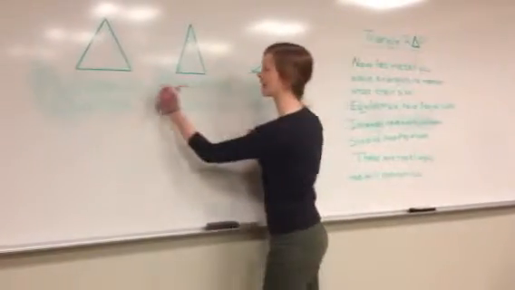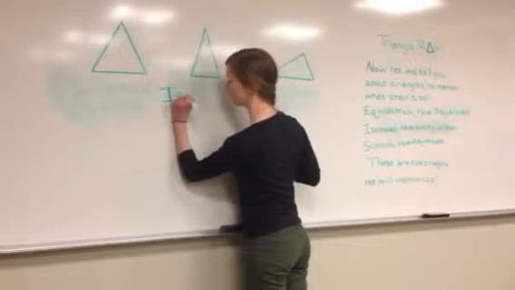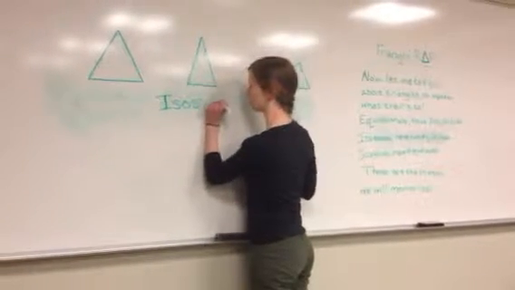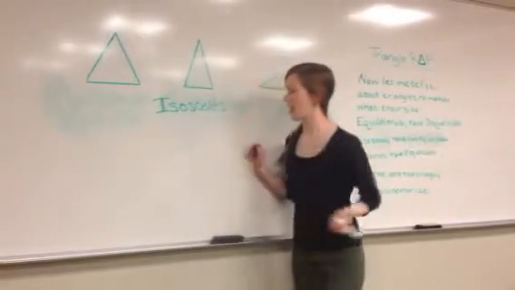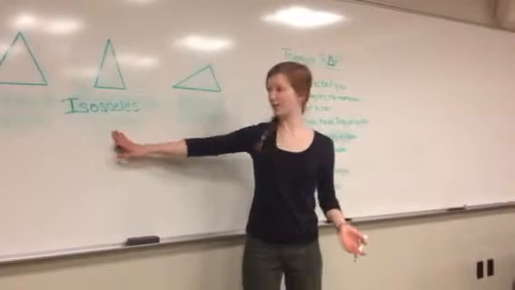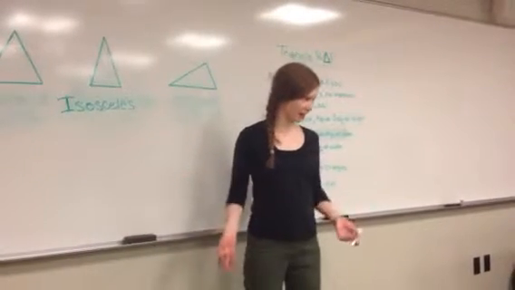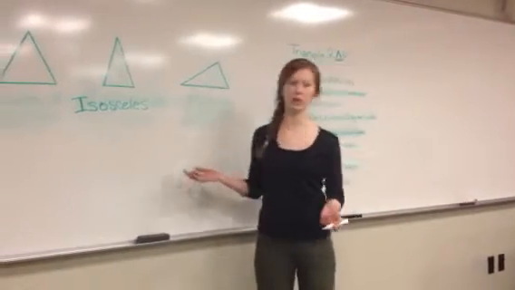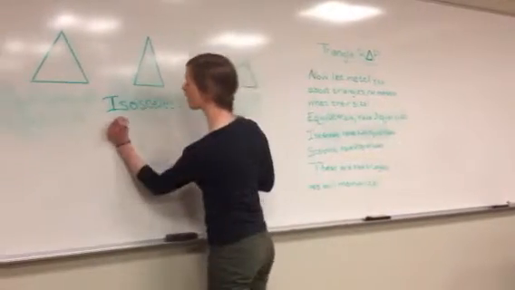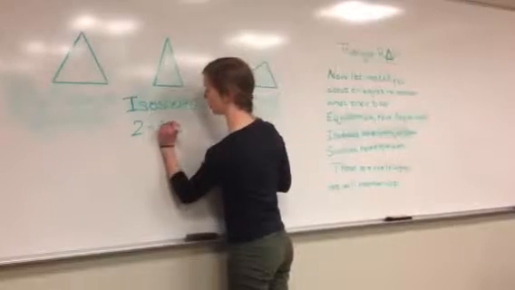This is called the isosceles triangle. And that's a pretty weird name, so why don't we just repeat that on three? 1, 2, 3. Isosceles. So the isosceles triangle has two equal sides, and that's what makes it different from every other triangle out there.